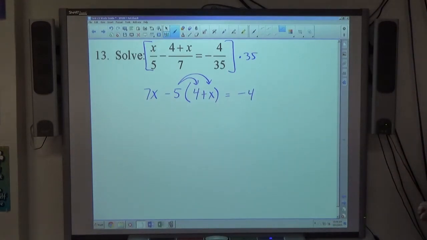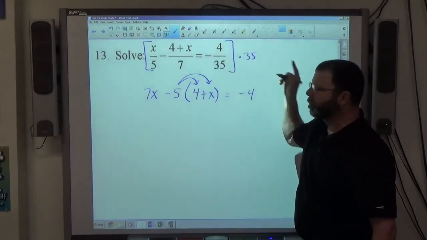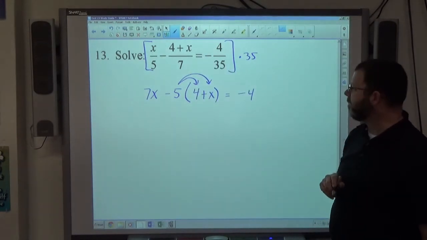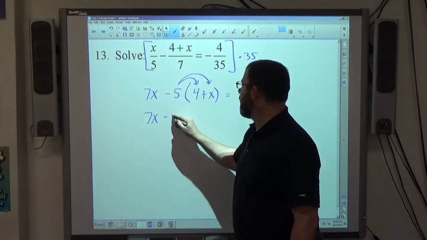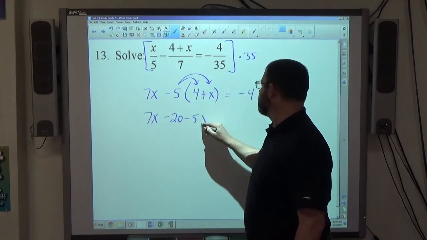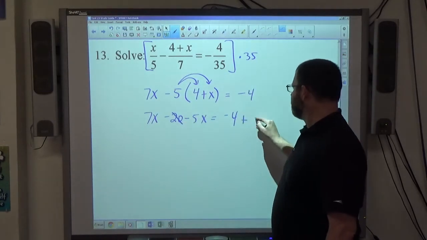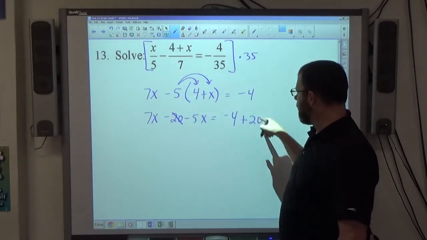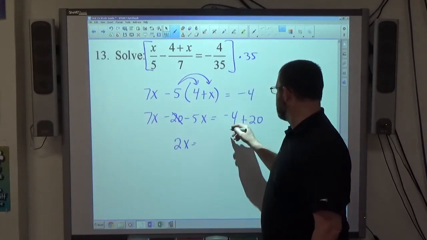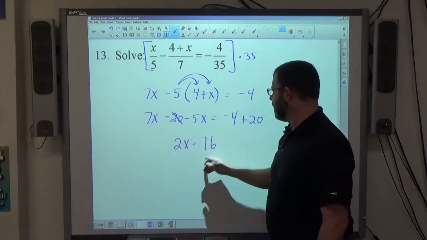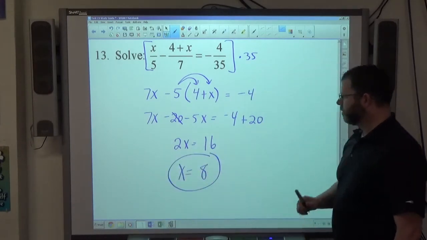So fractions are legally eliminated. Again, as long as there's an equal sign, multiplication by a common denominator, that's a legal step. Then distributive property finishes simplifying, so I get minus 20 minus 5x equals minus 4. I'm going to move the 20 over here. Negative becomes positive when you move across. 7x minus 5x is 2x. Negative 4 plus 20 is 16. We divide by 2, we get x equals 8.